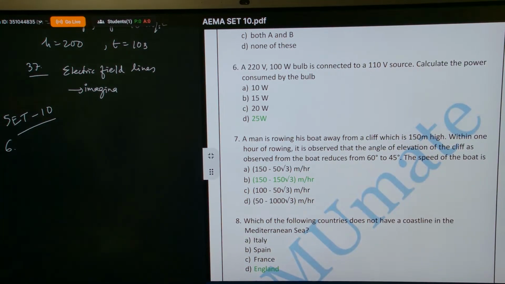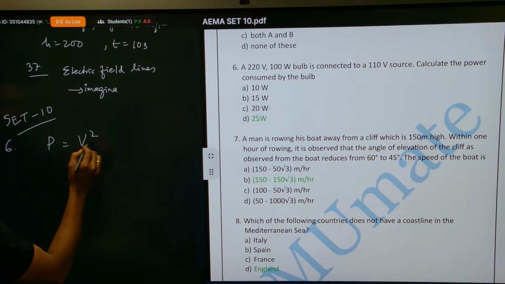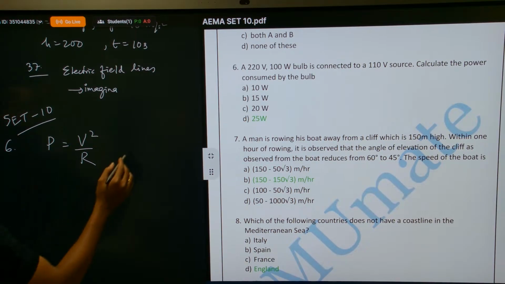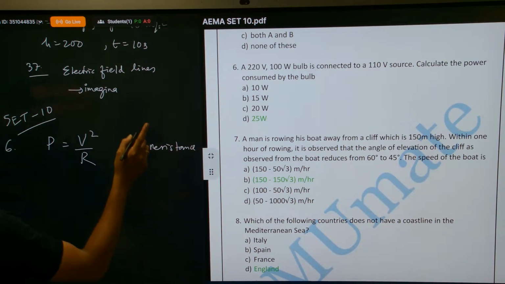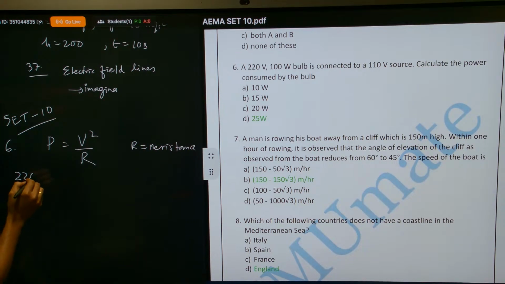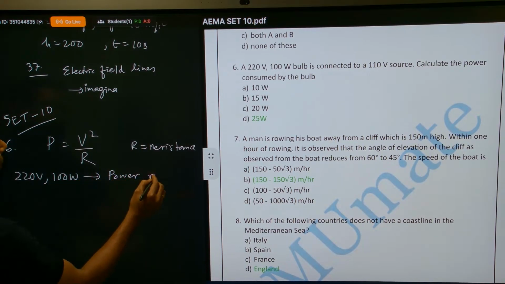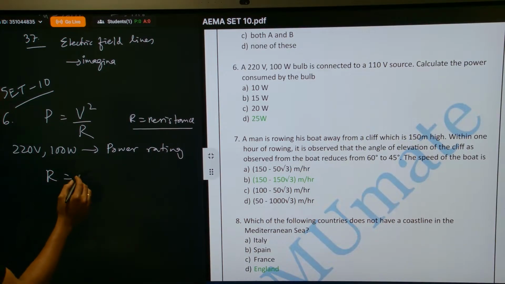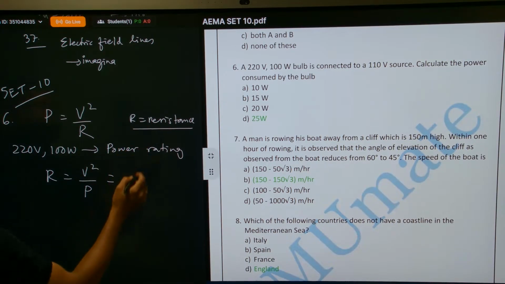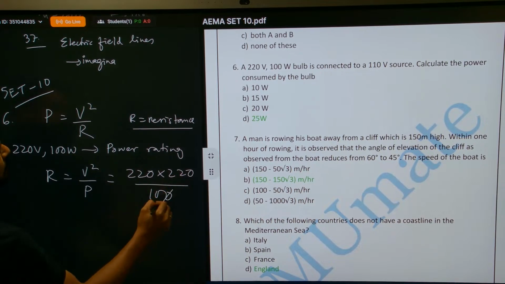Calculate the power of a 220 volt 100 watt bulb. So P equals V square by R. Do you know this? R is the resistance. This we call the power rating. They have given 220 volt, 100 watt. So from the power rating, we first find out the resistance. What would be the resistance? V square by P. V square means 220 into 220. Power means 100 watt.